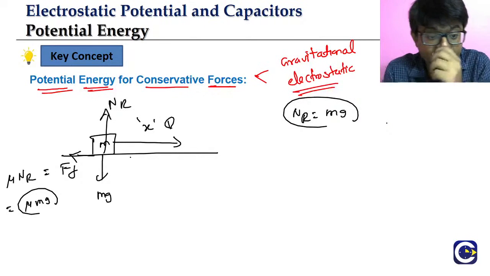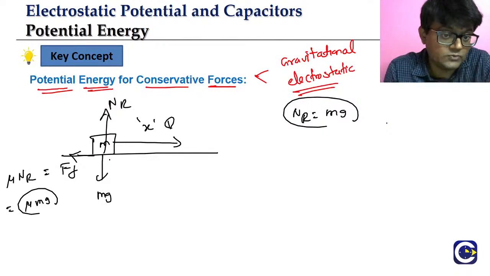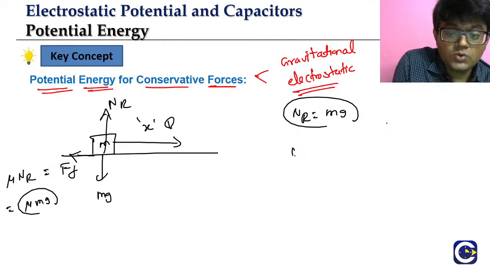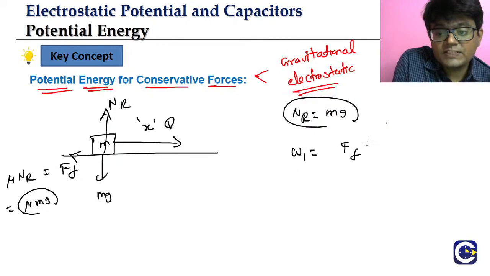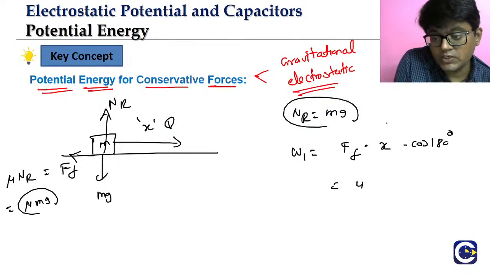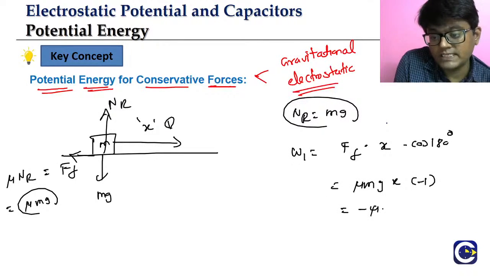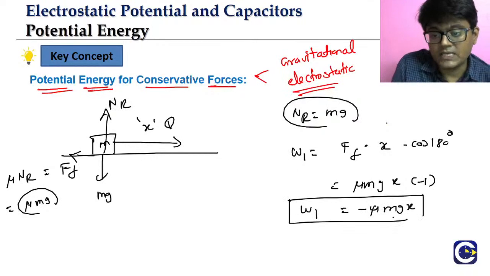It is towards the right side, but friction force எப்படி? Friction force is towards the left side. So work done in that path 1 will be what? Frictional force into displacement into cos 180 varum, which is what? mu mg into x into minus 1. Okay va? So what is it? Minus mu mgx. So work done in that path 1.